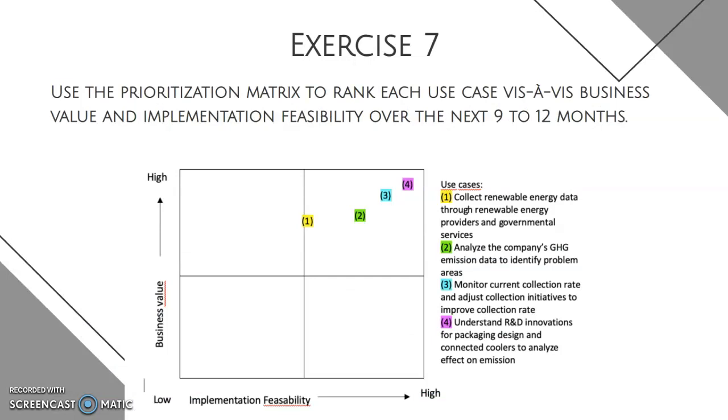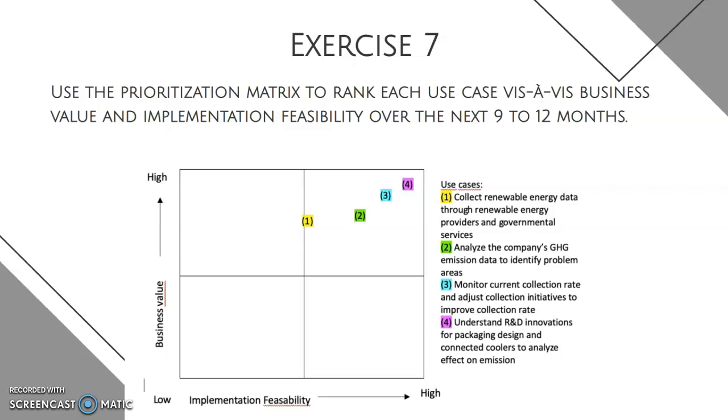And then for exercise 7, the instruction said to use the prioritization matrix to rank each use case, business value, and implementation feasibility over the next 9 to 12 months. And so we thought for the first use case, collect renewable energy data through renewable energy providers and governmental services. We thought that was pretty high on. It was the lowest, but it's still relatively high in terms of business value and implementation feasibility.